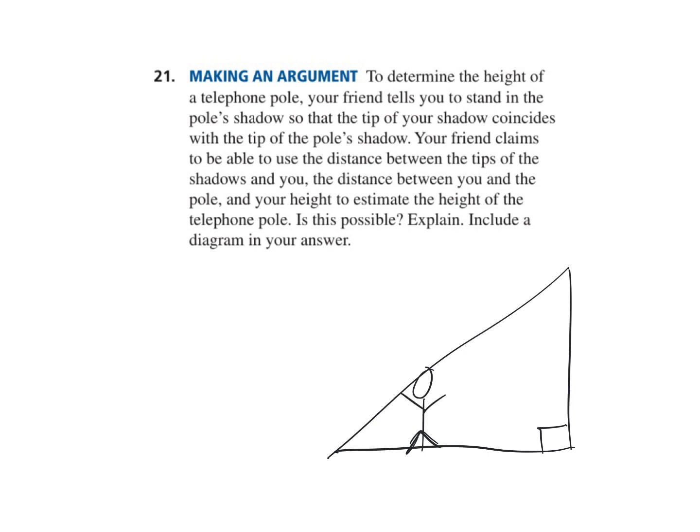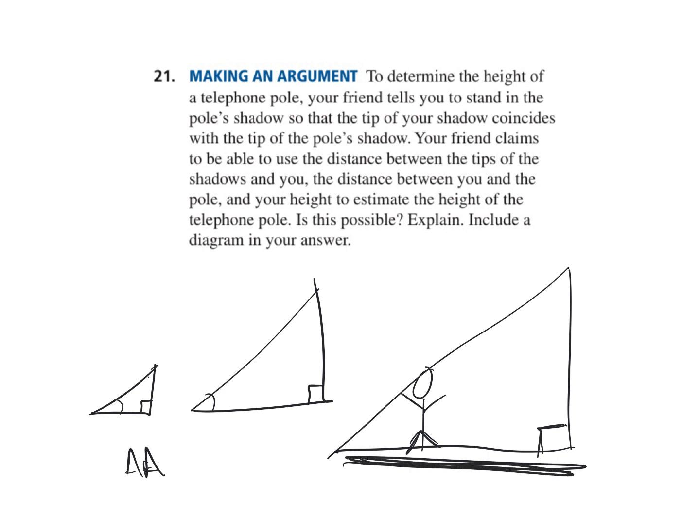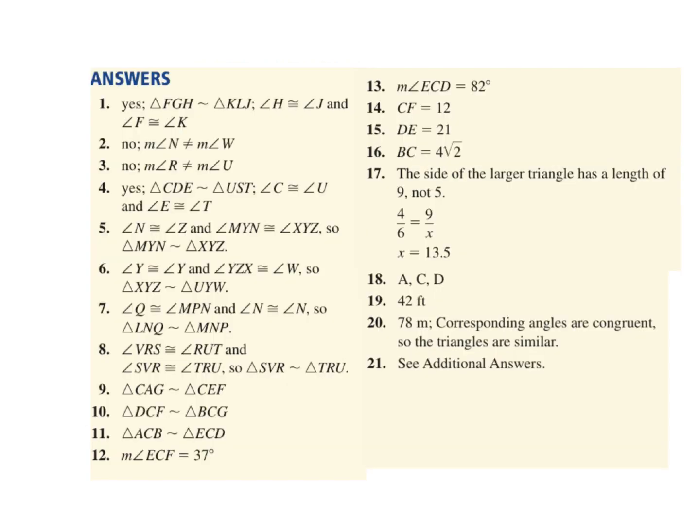Okay, so first of all, you have two triangles here. You have you and you have the telephone pole. Well, first of all, those two angles are the same, and so is the 90-degree angle. So you have two angles. So by the angle-angle similarity theorem, the two triangles have to be similar. Okay, so if they're similar, then you can use proportions to figure out the height. All right, because you can measure the length of the shadow of the telephone pole, and you can measure the length of your shadow, and you know how high you are. So it's just like the last problem. Here's all the answers up to 21.